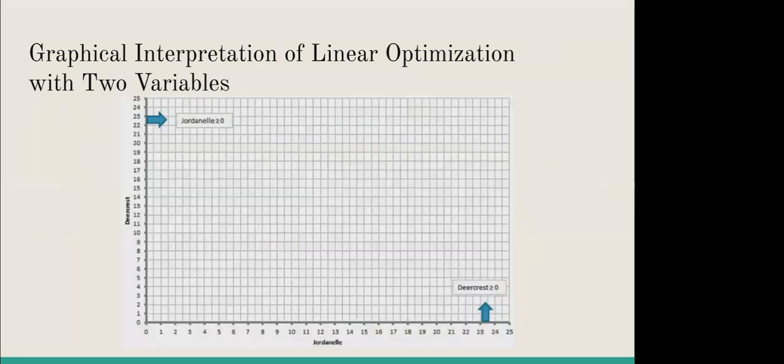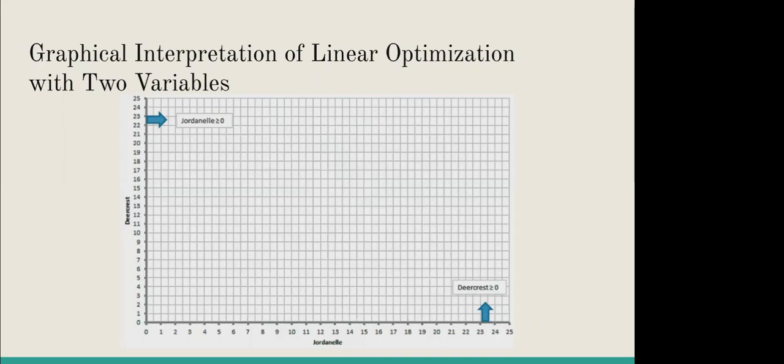So here we see a representation of that non-negativity constraint. Both of the axes start at 0 and exclude everything below it because you cannot produce less than 0 of something. So every value that fits this constraint is above the x-axis and to the right of the y-axis. And in this situation, the x-axis represents units of Jordanelle and the y-axis represents the units of Deer Crest.